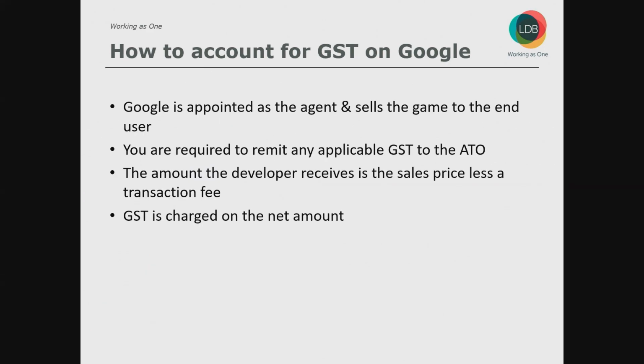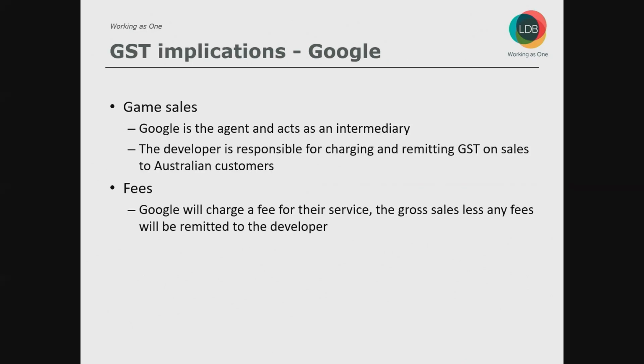Again, this slide just covers off on the diagram, more for reference at a later point. So what are the GST implications here? So effectively, there are 2 transactions again. The first transaction is the sale of the game to the end user by Google.